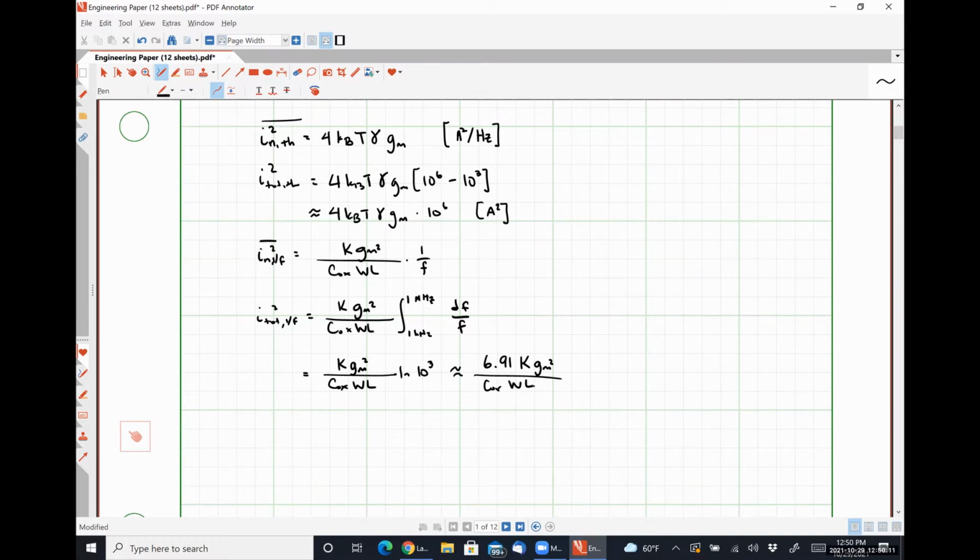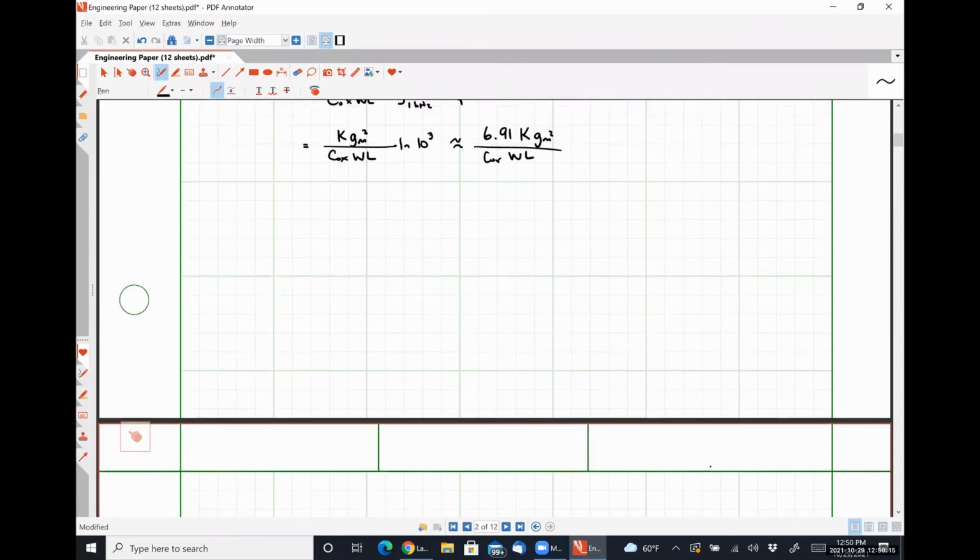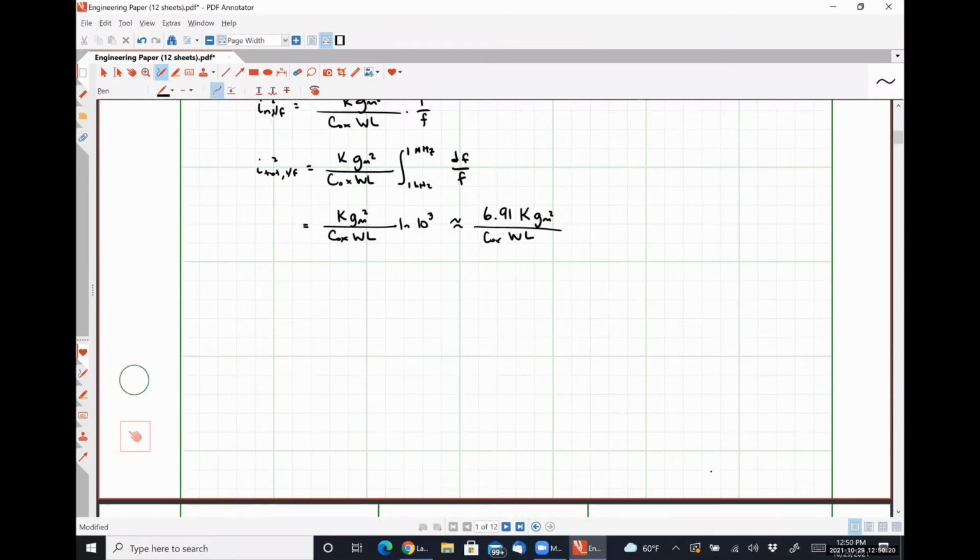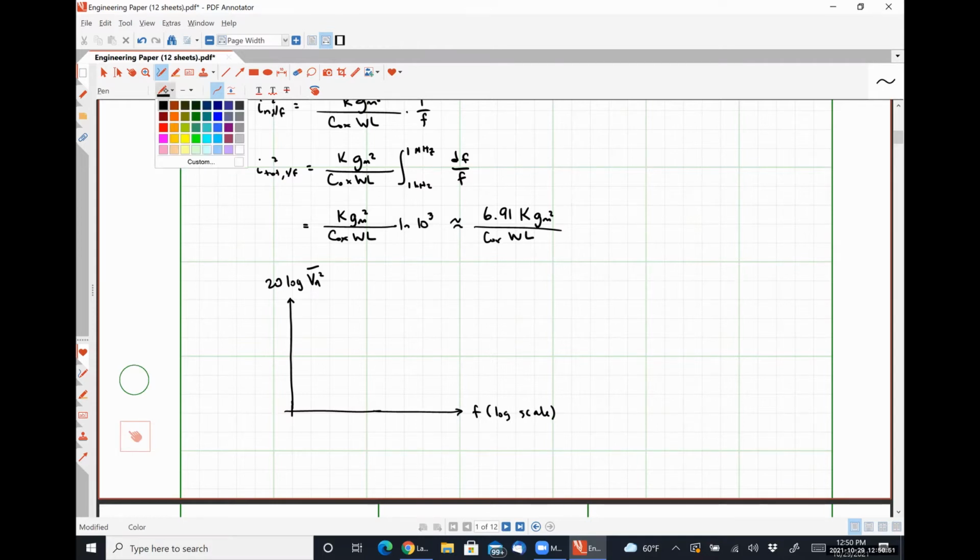So if we wanted to quantify the significance of 1 over F noise versus thermal noise, it might be useful to make a plot, all right? So let's say that this is 20 log Vn squared, our noise voltage. And on this axis, we have our frequency, which is in the log scale. Our 1 over F noise is going to look something like this. So it decays as frequency increases because the spectral density tells us that it goes down as the frequency goes up.